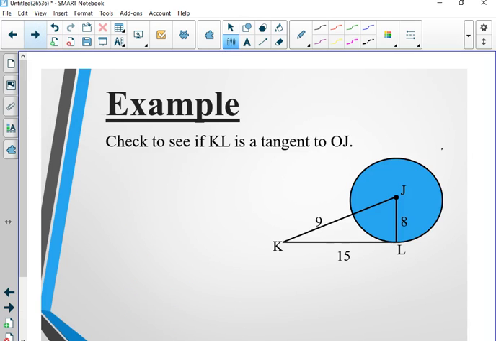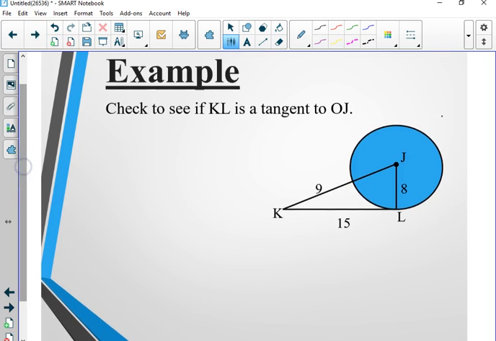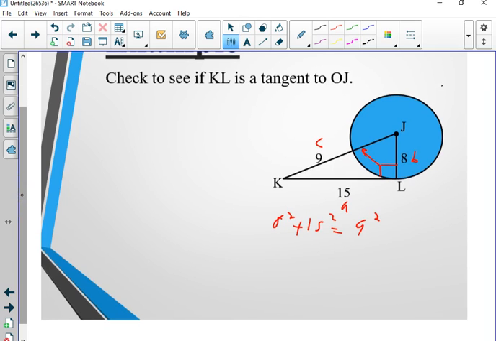Remember, hit pause if you need to. So, check to see if KL is tangent to OJ. Well, that just means A squared plus B squared equals C squared. 8 squared plus 15 squared equals 9 squared. And you should be able to tell right now that's not going to work. Why is that? What's wrong here? Is this the longest side? No, it is not. So that doesn't even make a proper right triangle.